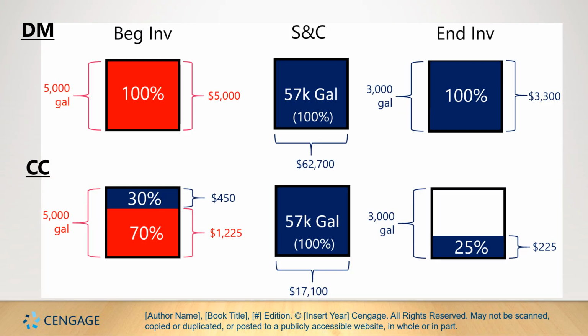Here you can see our work summarized. Our cost of beginning inventory is $6,225, $5,000 of direct materials, and $1,225 of conversion costs. We spent $450 of conversion costs completing beginning inventory. So the total cost of beginning inventory is $6,675.